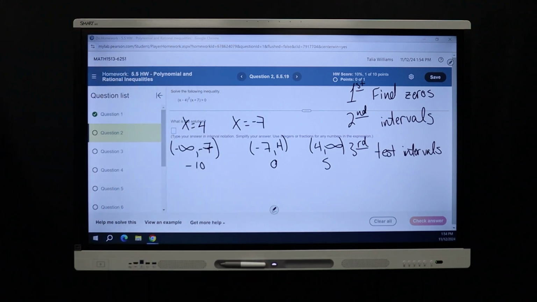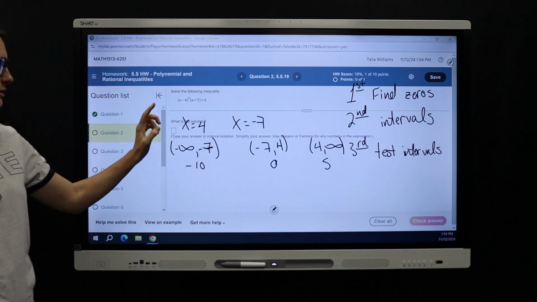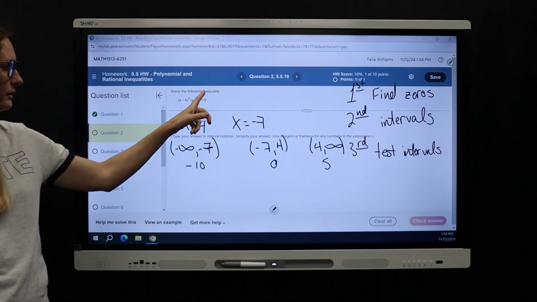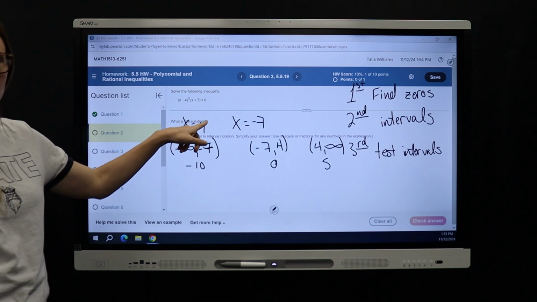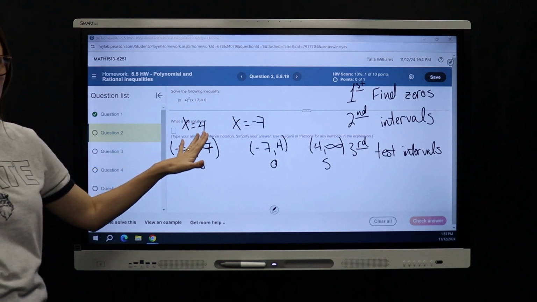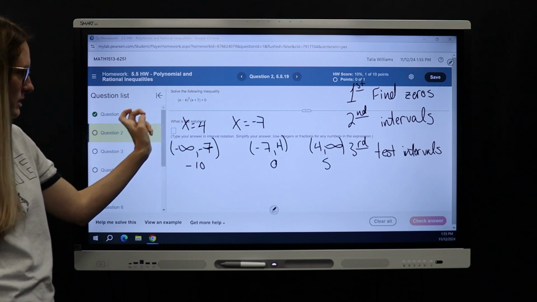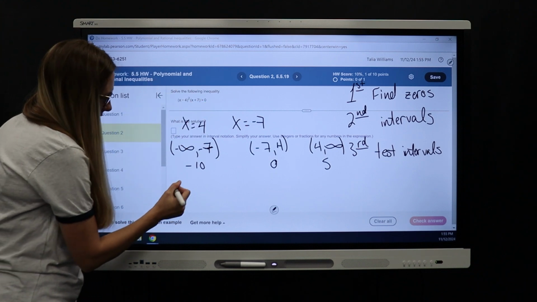Once you have your test numbers, you take these values and plug them in. Is it greater than 0 or less than 0, whatever they give you on it. That's what we're testing. We're testing to see if it's true or it's not. So here we go.